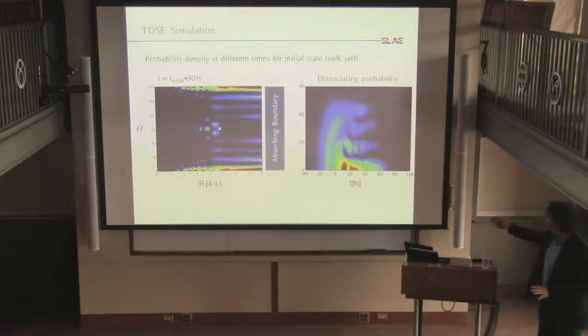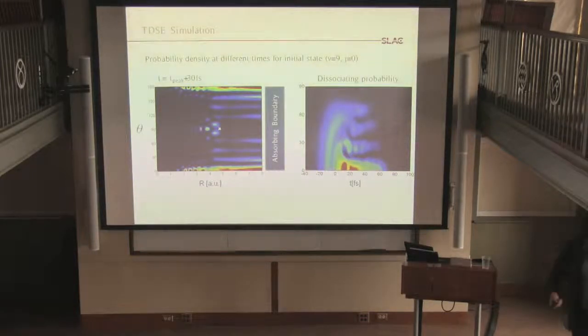And I just plotted the rest of the simulation. So this was for the 9th vibration level, which is closest to resonance, which has a very high overlap between the major part of it and the conical intersection. Let's look. This is a wave packet solution of the Schrödinger equation.